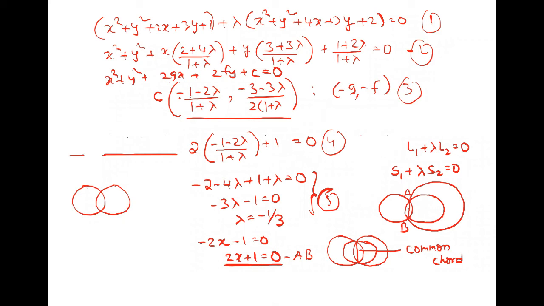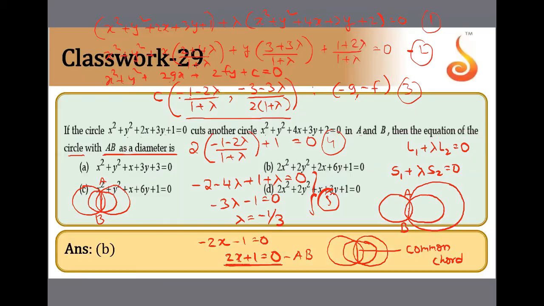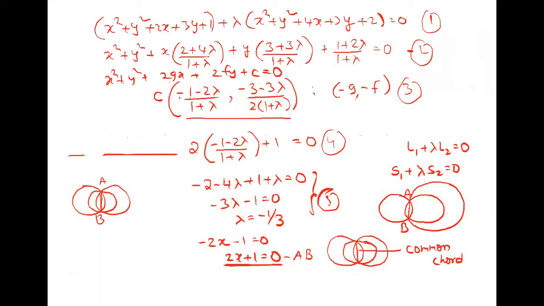Once you substitute the lambda value, you get your required circle. What is the common chord of these two circles? This is the common chord AB. You draw a circle with AB as a diameter. I will show the question once again. These two circles cut, and the equation of a circle with AB as a diameter is required. I'll erase and show once again.